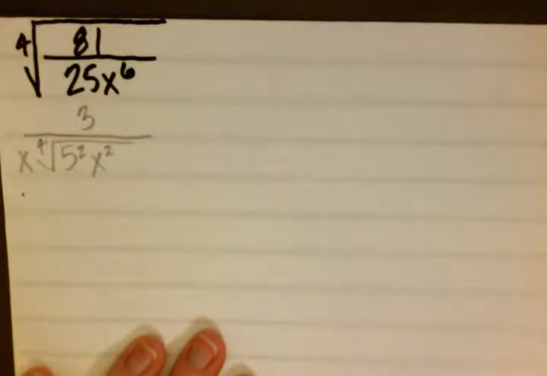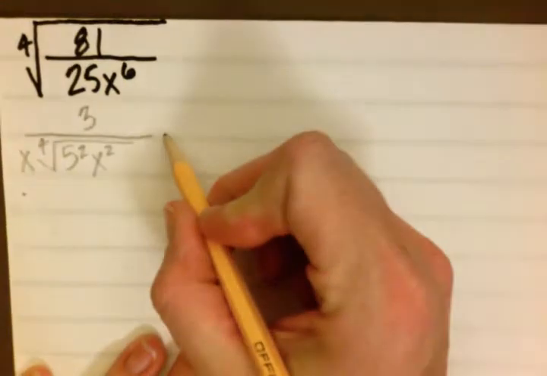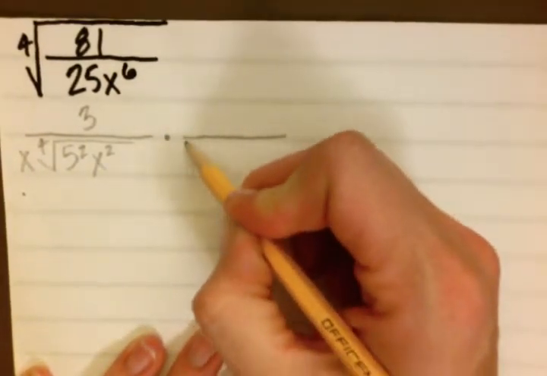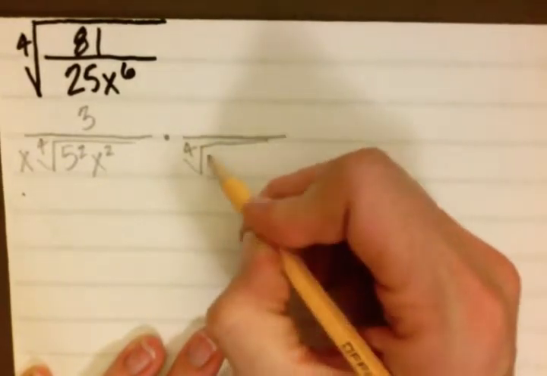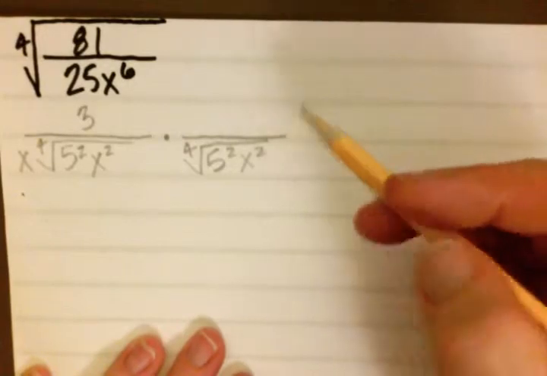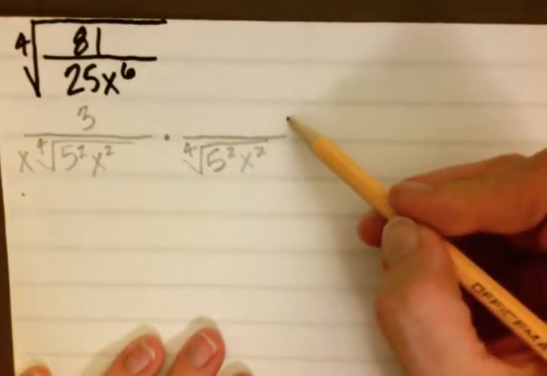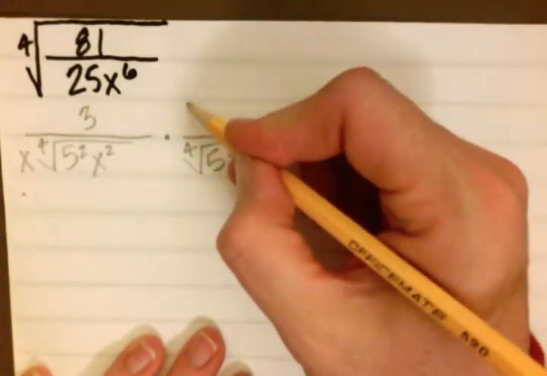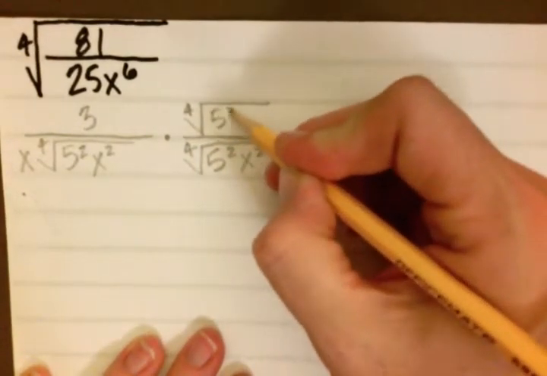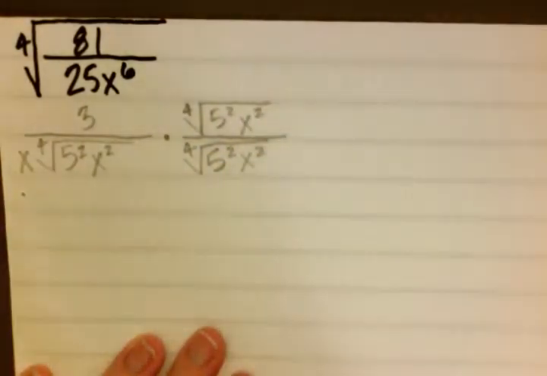rationalize the denominator. And the way that we do that is that we always multiply whatever's under the radical sign by itself. So what we want to do here is multiply this fraction by the fourth root of 5 squared x squared. Now whatever we do to the denominator, we always have to do to the numerator. So we're also going to multiply the numerator by 5 squared x squared.